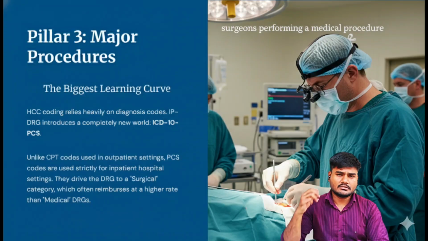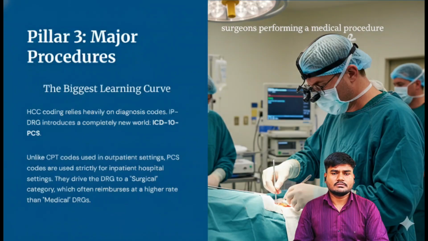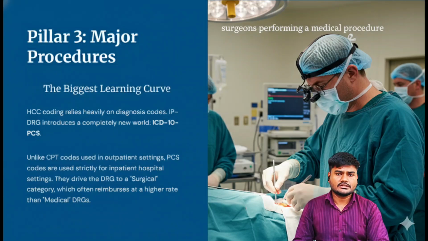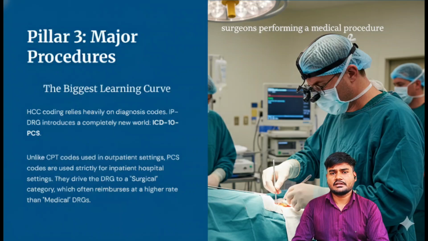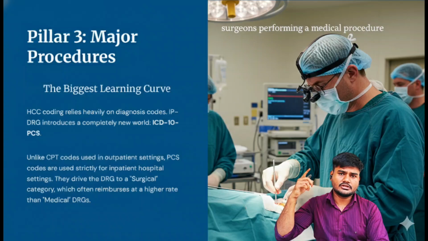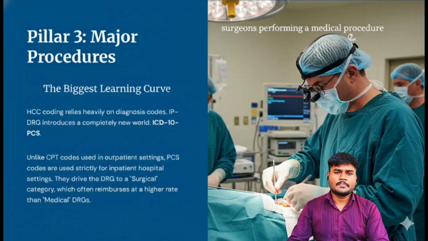Pillar number 3, the big dollar major procedure. This is the biggest learning curve because it includes ICD-10-PCS. PCS is only for inpatient hospital procedures. The patient with the heart attack, that is MI, now gets a coronary artery bypass graft, that is CABG. That procedure will immediately shift the DRG to a much higher paying surgical category.